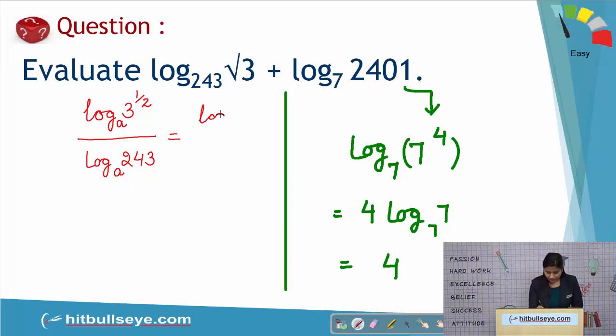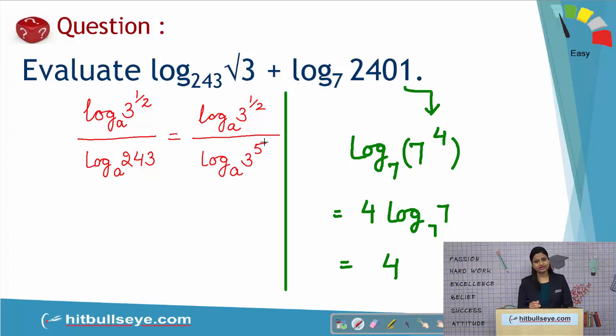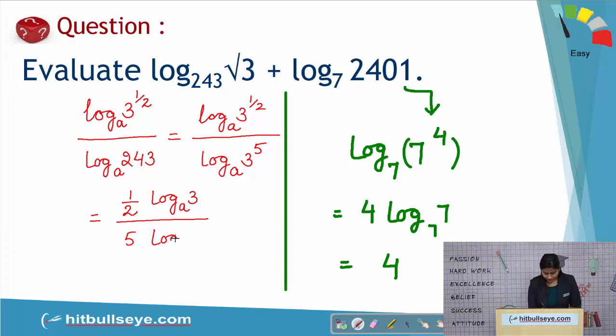Now it will become log 3 raised to power half with base a division by, now 243, this is 3 raised to power 5. So we can write it as log 3 raised to power 5 with base a. Now time to apply power formula here. It will become half log 3 with base a division by 5 log 3 with base a, which comes out to be 1 by 10 because these two terms are cancelled.